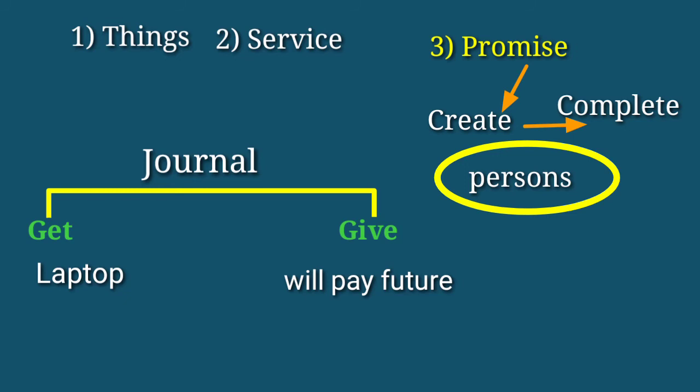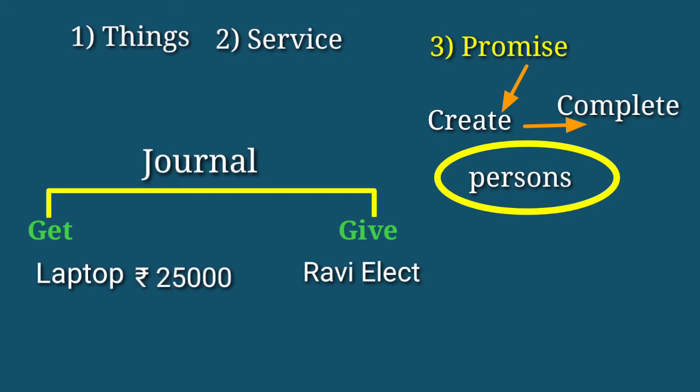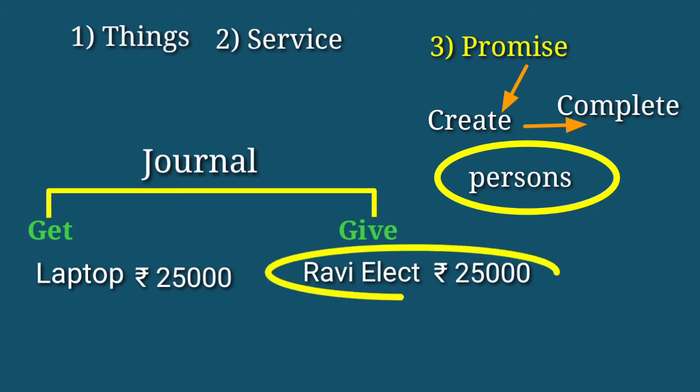Okay, here I bought a laptop from Ravi Electronics. Just assume that Ravi Electronics. So I gave a promise to Ravi Electronics that I will pay the money tomorrow. When I pay the cash to Ravi Electronics, we need to settle or complete. So here I got a 25,000 laptop, and I gave a promise to Ravi 25,000. So here we create a promise, and in future we need to complete it also.